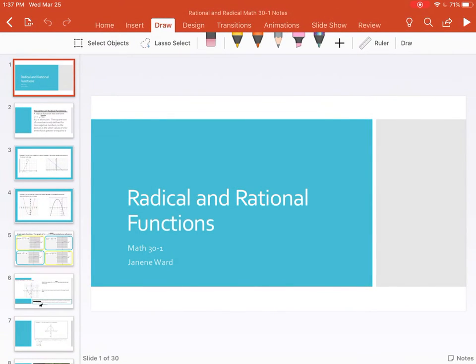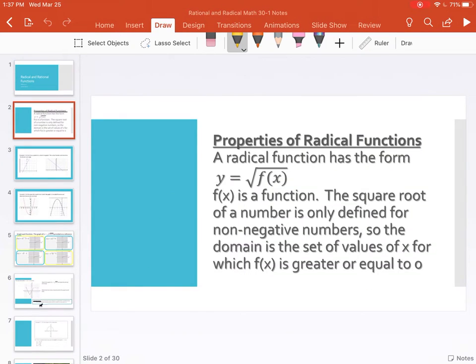Okay, hi Math 30-1. So today we're going to actually look at radical expressions. To start with, properties of radical expressions: a radical function has the form y equals root f of x. So we will only be looking at radical functions which are square roots. We won't be looking at any other radical functions with any other type of index, just square roots.